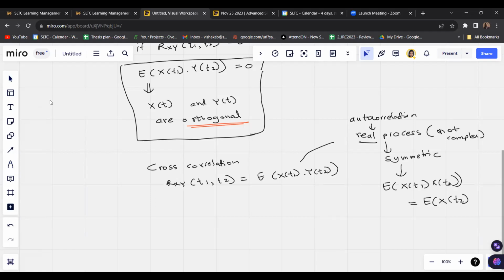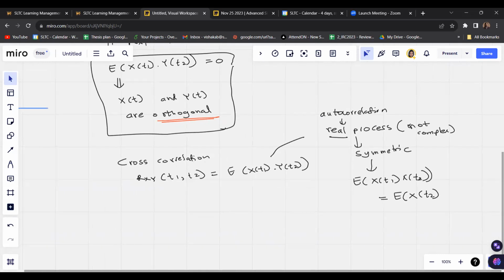However, in the cross correlation case, it might not be the same thing. So this order can be reversed, right? This order can be reversed, and if it can be reversed, it is a symmetric process. The expectation of xt1 xt2 equals the expectation of xt2 xt1.